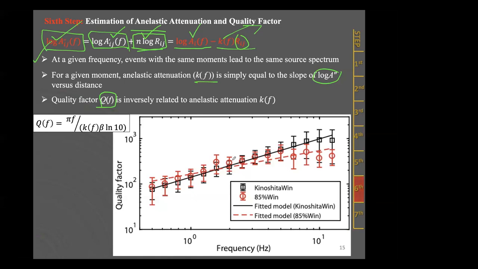So here you see the quality factor for different window types and a linear frequency dependent trend fitted to them. You see that at higher frequencies in this region, the results are somewhat different, but at shorter or middle frequencies, the results are almost the same. So we have obtained the geometrical spreading and kappa. We corrected the amplitude for geometrical spreading, source, and anelastic attenuation. And if we move this term to the left side, the only remaining term is the source.